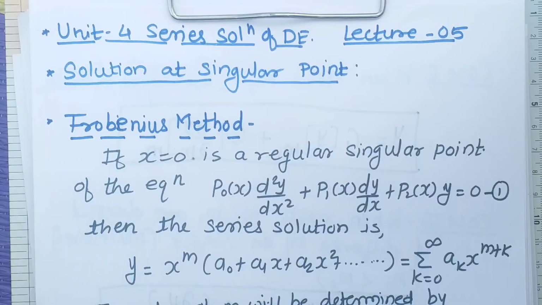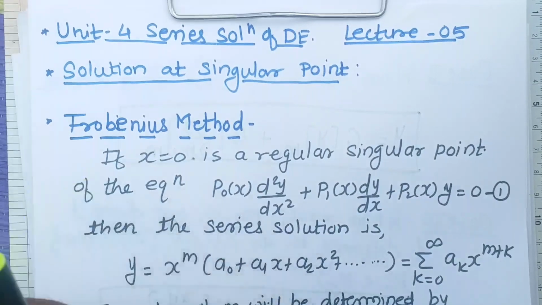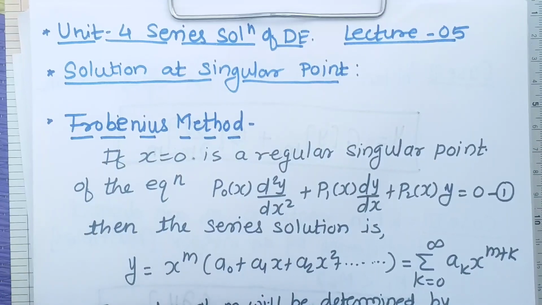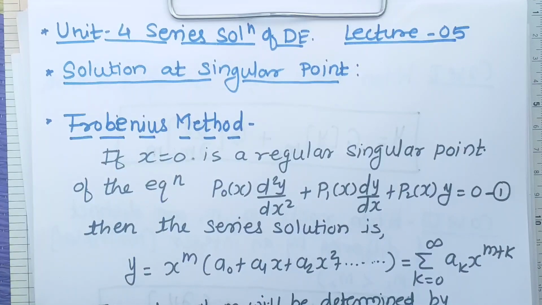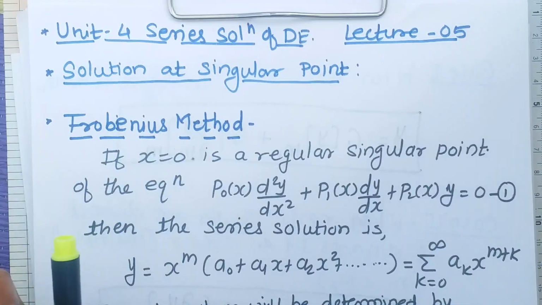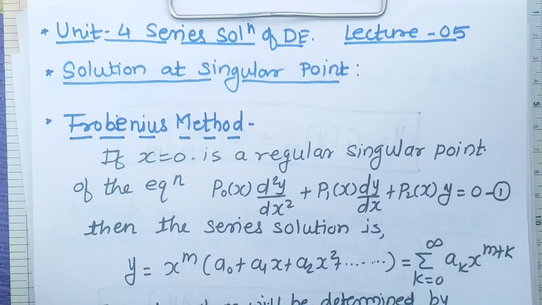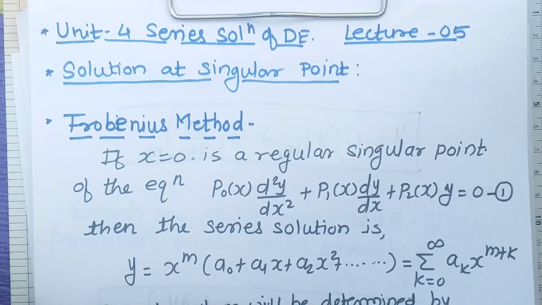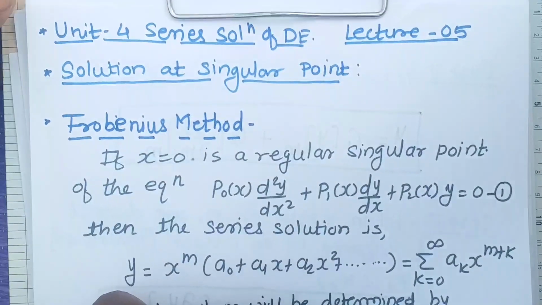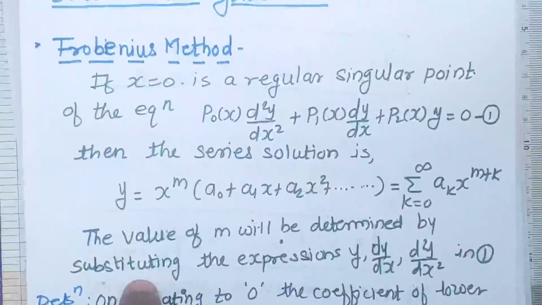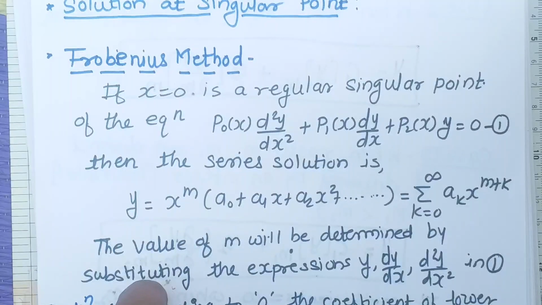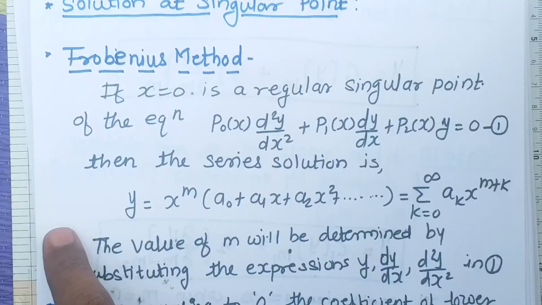Before taking examples, we are going to discuss how to calculate the final series solution of the differential equation P0(x) d²y/dx² + P1(x) dy/dx + P2(x)y = 0 using the Frobenius method. Here also we are going to obtain the series solution of this type of differential equation at a regular singular point x = 0, and the method is called the Frobenius method. So let us start the discussion of how to get the solution using the Frobenius method.